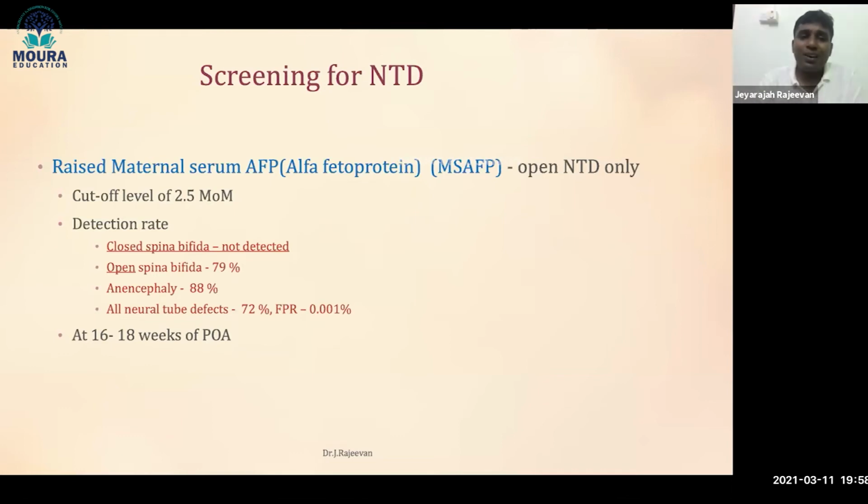So almost you can detect 79% of spinal cord defects, your neural tube defects, with alpha fetoprotein. That is the sensitivity, or detection rate, of the alpha fetoprotein. So if the alpha fetoprotein is high, you can say 79% of the spinal defect patients will have a high level of alpha fetoprotein.